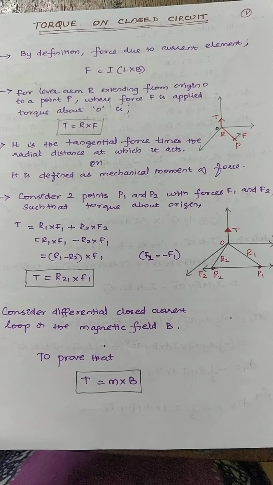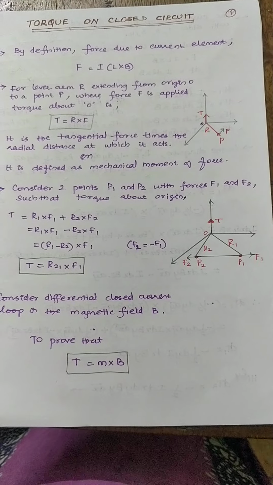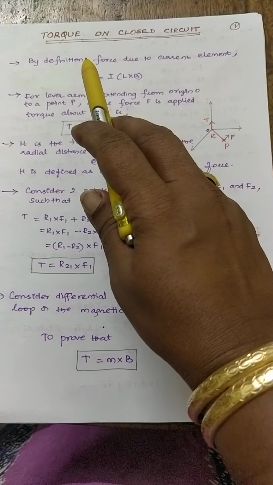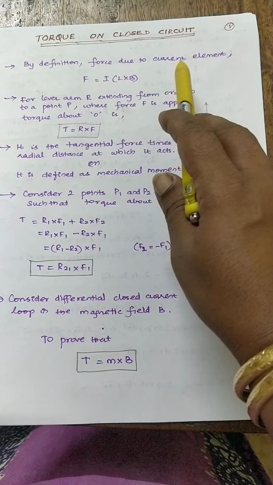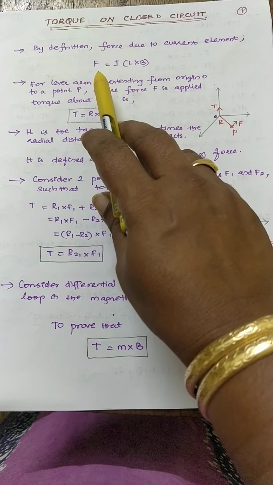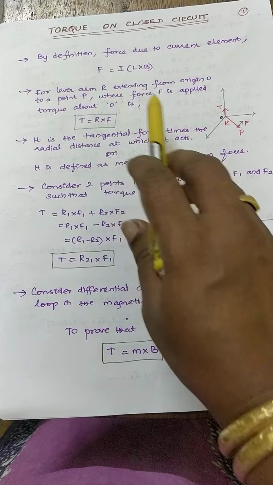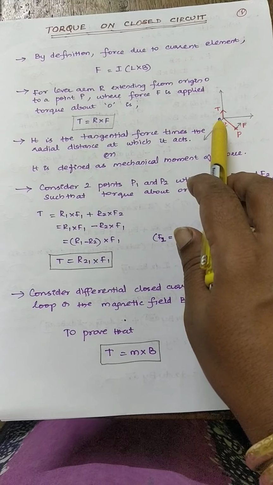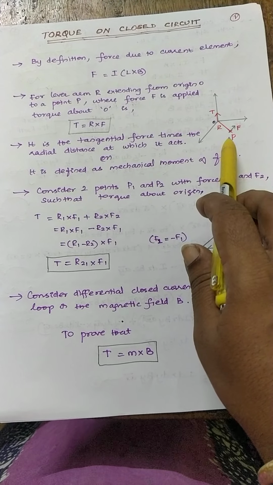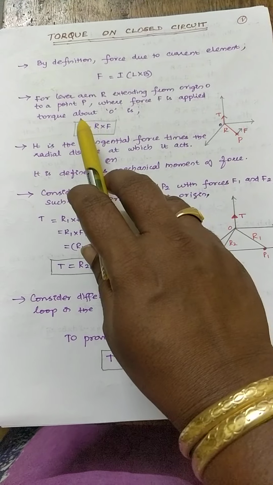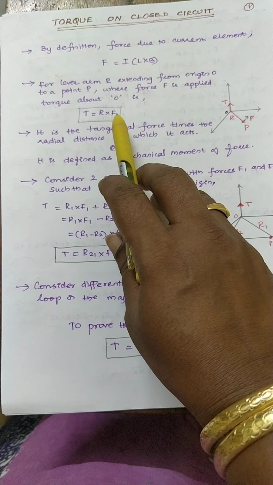Hello students, in unit 3 we will discuss the topic of torque on a closed circuit. By definition, the force due to the current element, which we have already learned, is F equals I L cross B. For lever arm R, extending from the origin O to a point P where the force is being applied, the torque is defined by T equals R cross F.